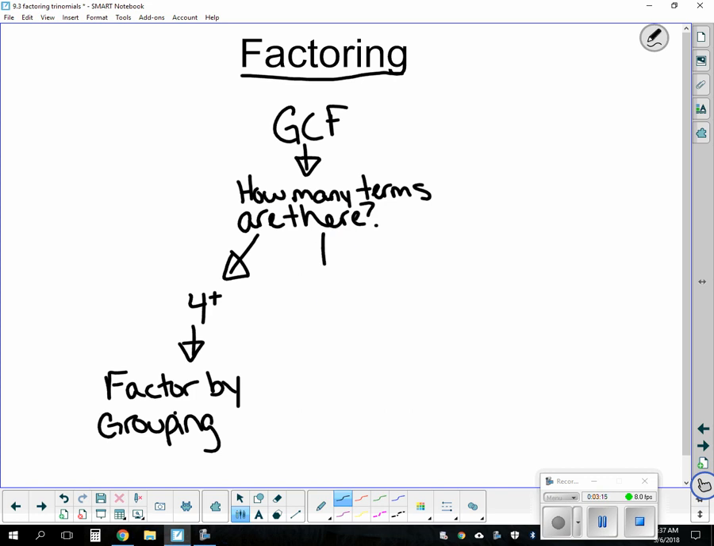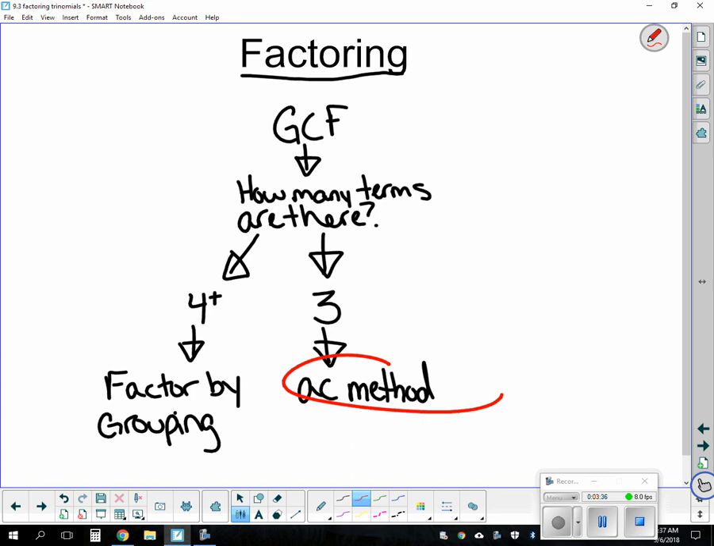Well, what if there's not 4 or more? What if there's only 3 terms? Well, if there are 3 terms, we're going to do what we were learning today, and we call that AC method. There's going to be one more branch over here for 2 terms. That'll be in the next lesson, 9.4. So for today, this is where we stop. And now we are going to learn how to do AC method.